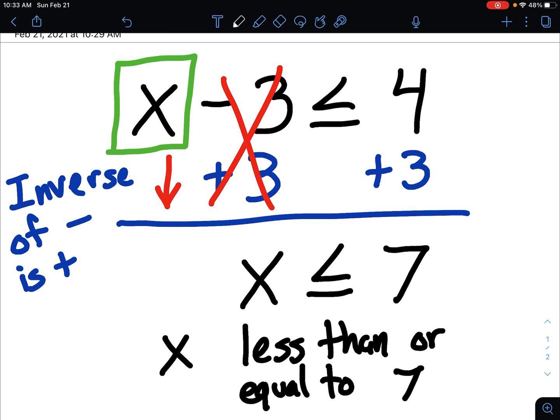So this is how we solve a one-step inequality. I hope you notice the process. You undo one operation. That's why we call it a one-step. It's because there's only one thing we have to undo.